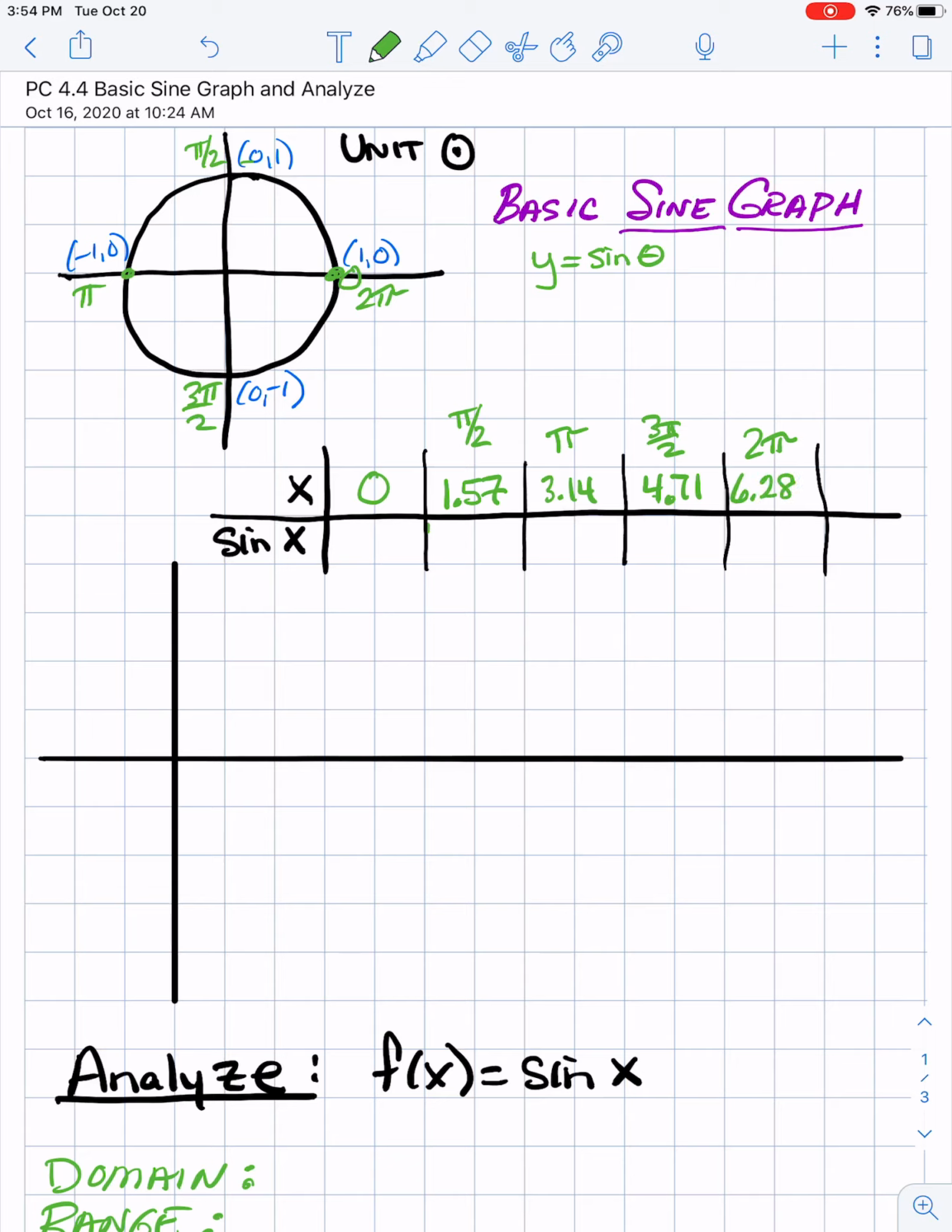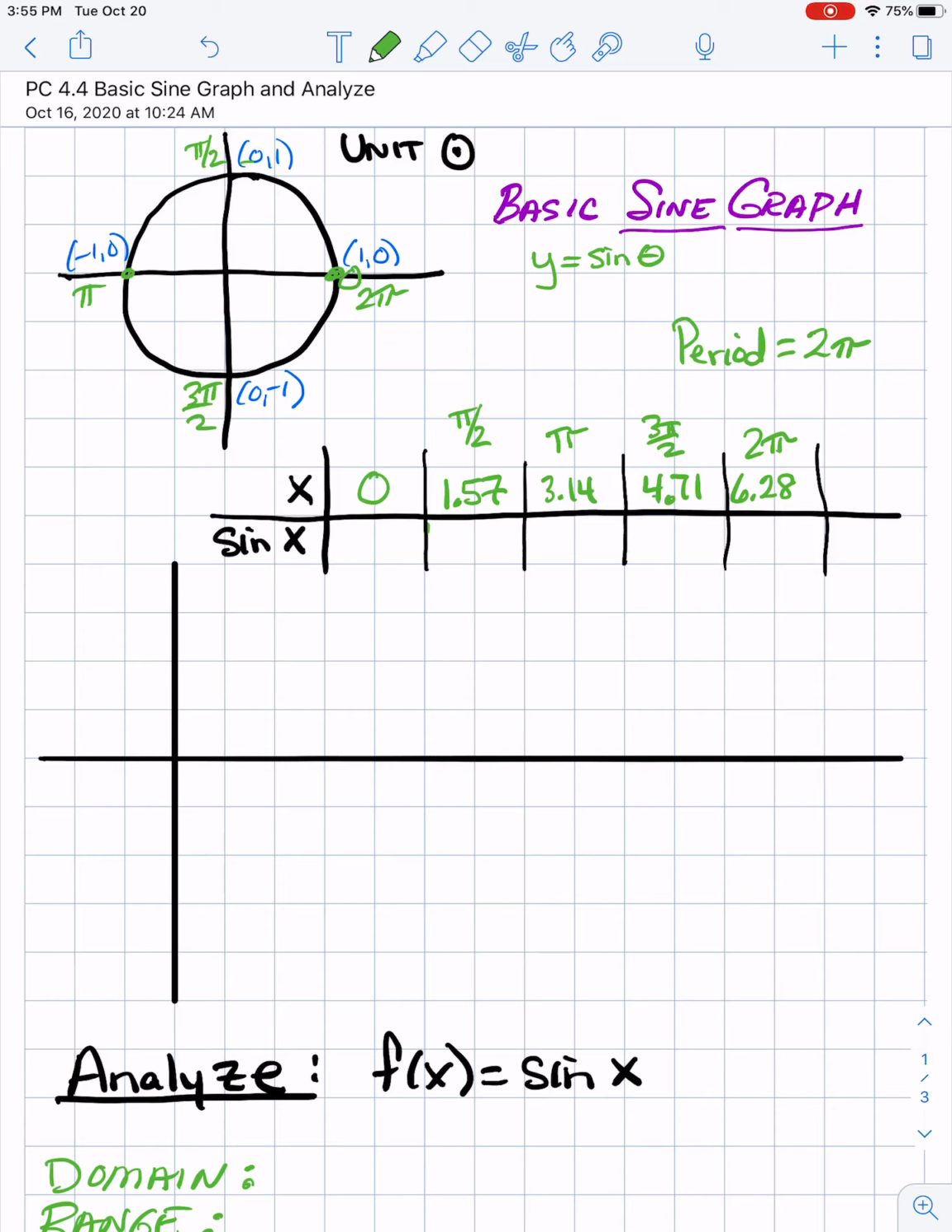So that takes one cycle around the circle, and that's called a period. We're going to say for our sine graph, the period is going to be 2 pi. We can do one cycle of the sine between 0 and 2 pi. All right, so then what are the values of sine at the different locations?